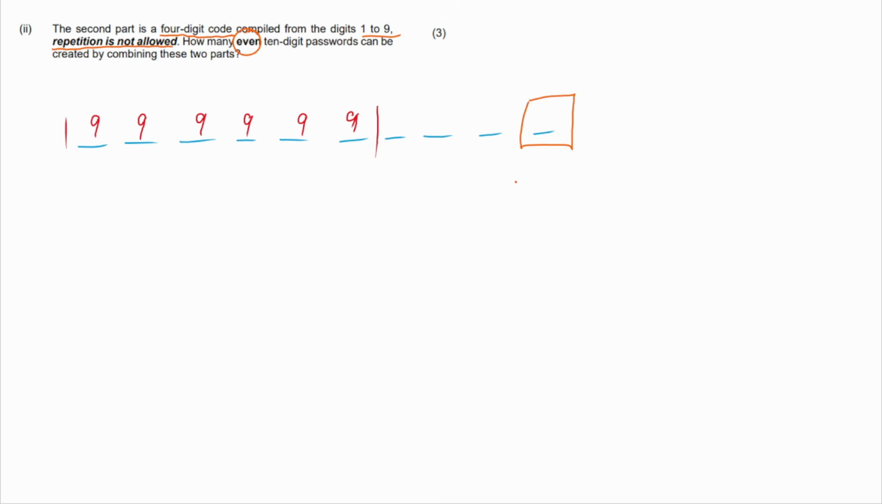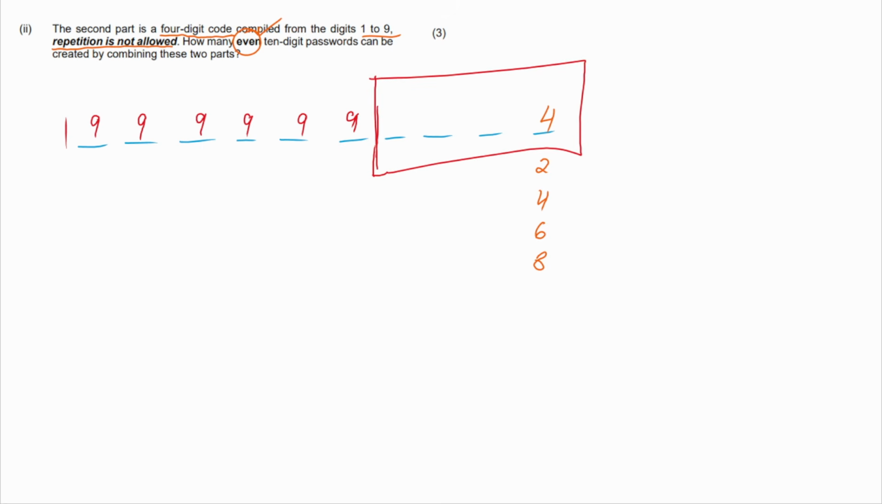If a number is even, we're going to have either a 2, a 4, a 6, or an 8 in this last slot. So how many options is that? 4. There are 4 options that can go into here that will make it even. All right, now let's analyze just looking at this last 4.